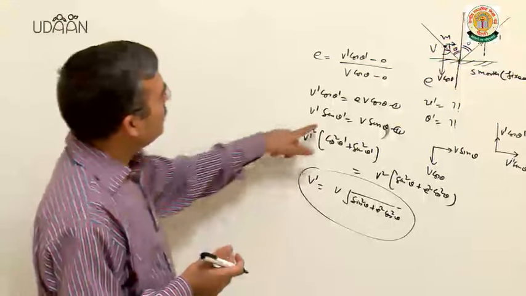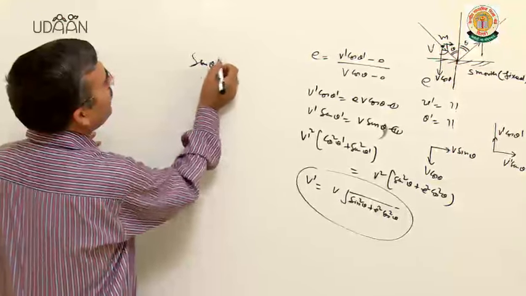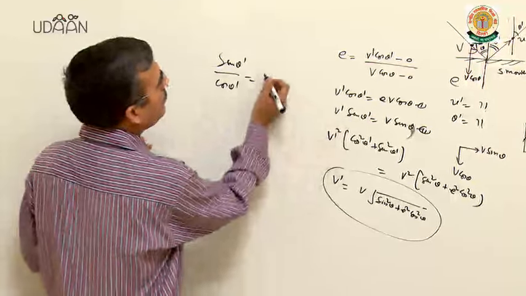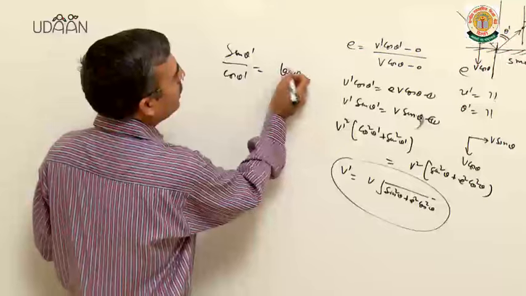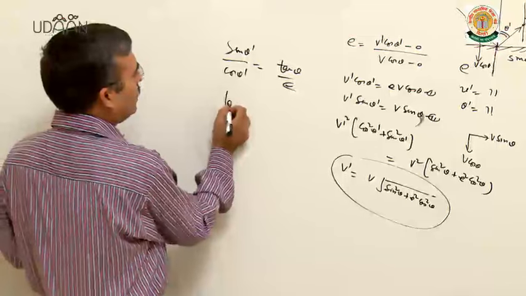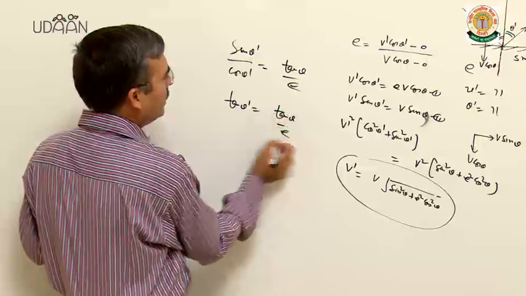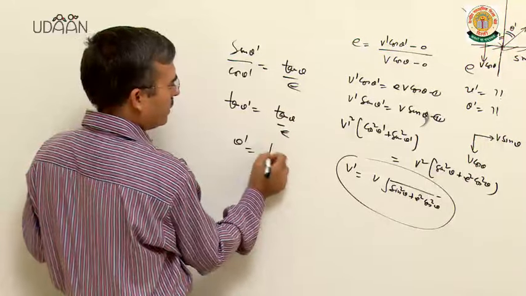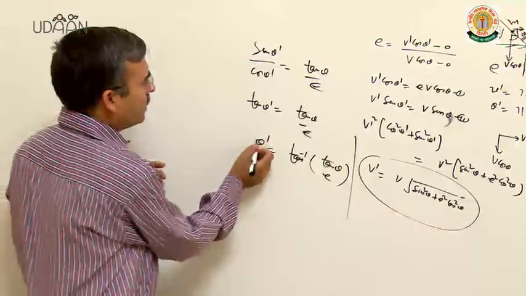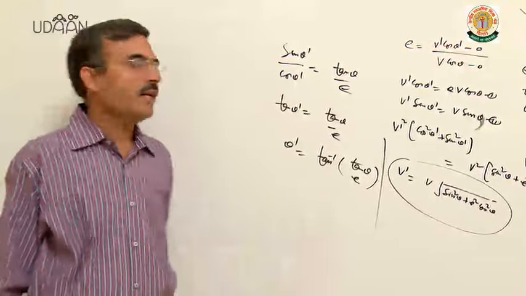You can find out theta dash by dividing them. Second divided by first, you will get sin theta dash over cos theta dash equal to tan theta over e. So clearly tan theta dash is tan theta over e, or theta dash is tan inverse of tan theta divided by e. It is the angle of reflection of the ball after the collision. Okay, clear? समझ आया ना बच्चों? Good.